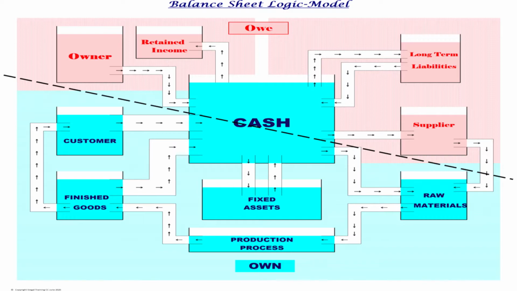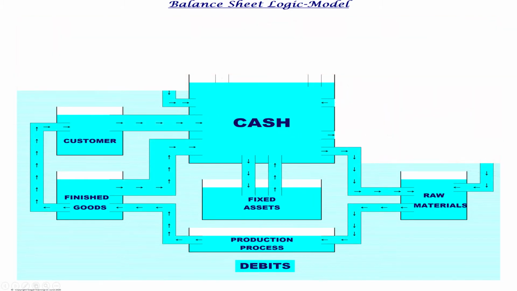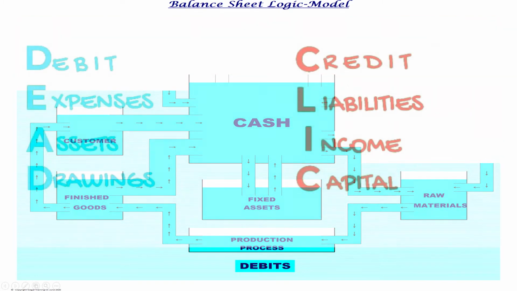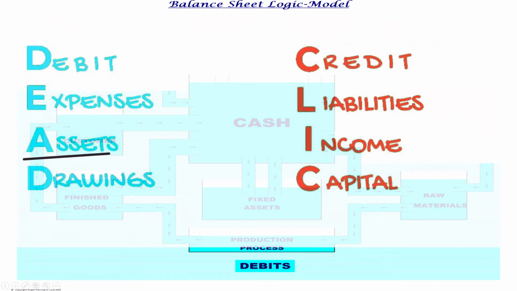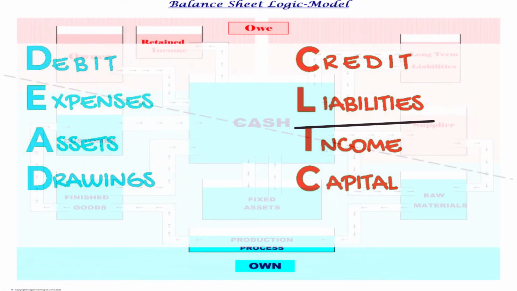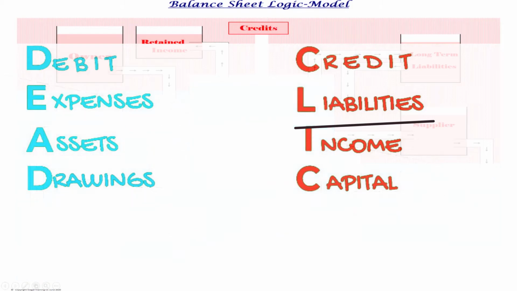And here's the simplicity of debits and credits. Debits are all the blue items. Now if you go back to your mnemonic, you said debit, assets. Do you see? Assets are debited. And liabilities, we credit from the mnemonic. Credit, liabilities, all these red items.